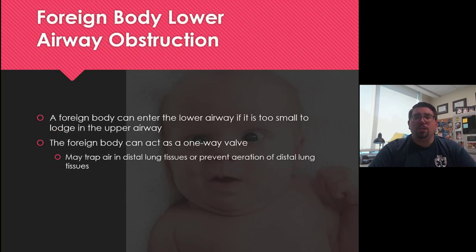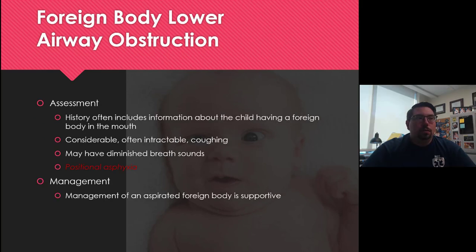Foreign body airway obstructions on the lower half of the airway is something that we deal with as well. We know that a foreign body can enter the lower airway if it's too small to get caught or lodged in the upper airway. The foreign body can act as a one-way valve and oftentimes will prevent distal lung tissue from properly inflating, properly having that surface area available for oxygenation and diffusion of respiratory gases. It's also considerable and common to see coughing in children as well. They may have diminished breath sounds, and this can also oftentimes lead to positional asphyxia.